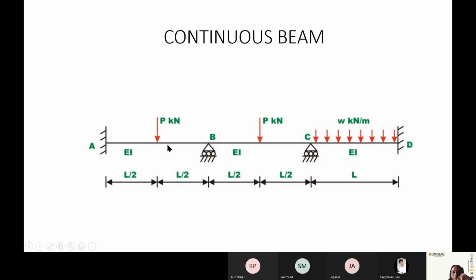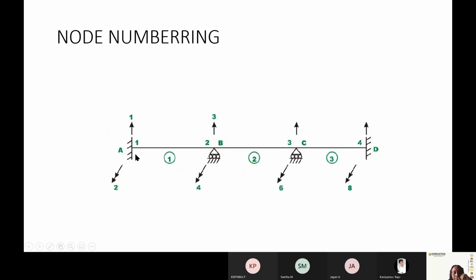This continuous beam has two fixed supports and two roller supports, and it carries a concentrated load at the middle and a uniformly distributed load at the end. These are things that we saw yesterday. One more thing is how to number it. This particular beam has three members: 1, 2, and 3. The first step is to number the members.